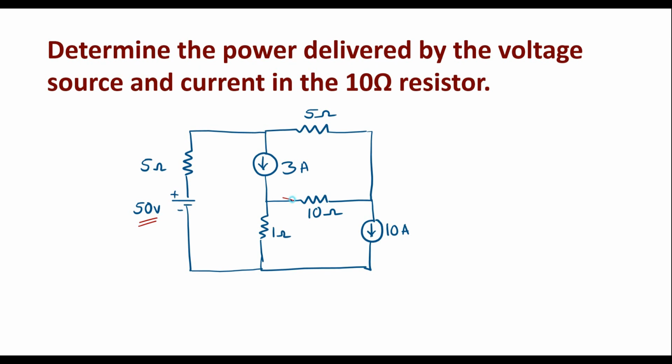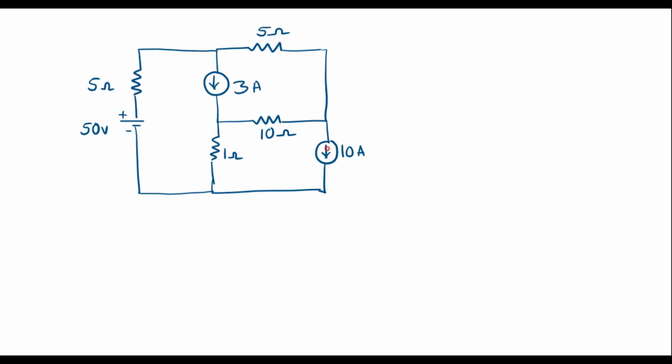So let current through 10 ohm resistor be I. We need to calculate I. This is the given circuit. Let me assume current through 10 ohm resistor is I. Here we can see that there are 3 loops. I will solve it using loop analysis.